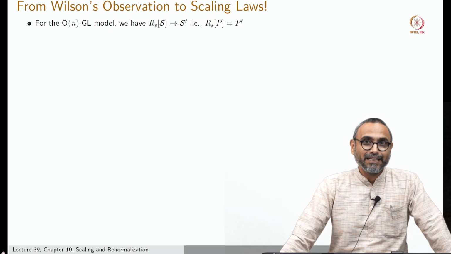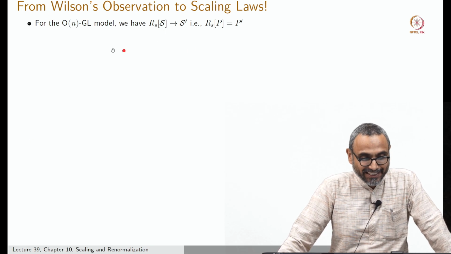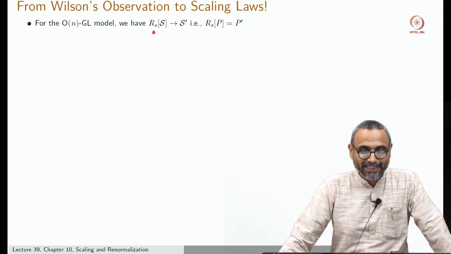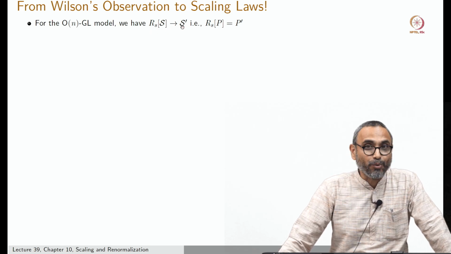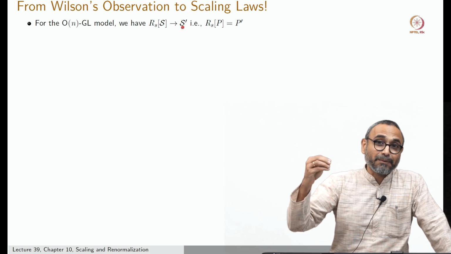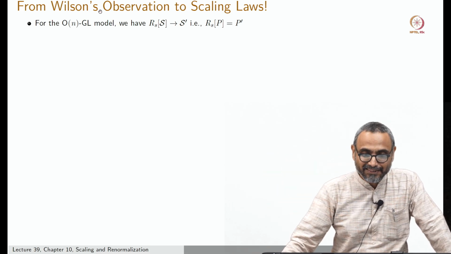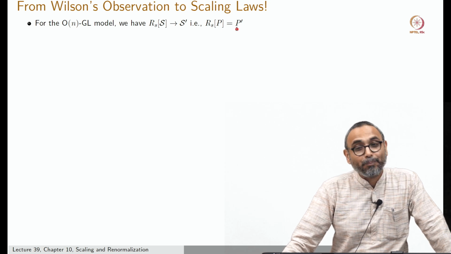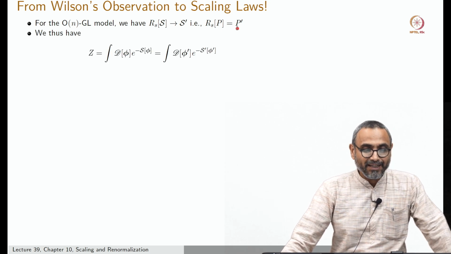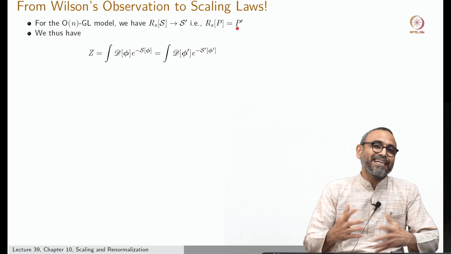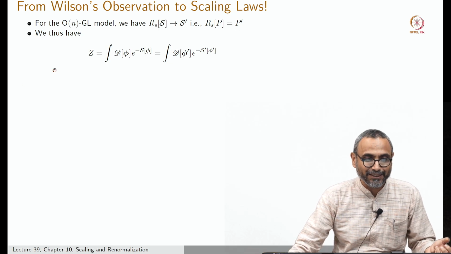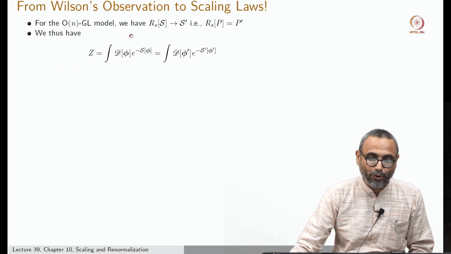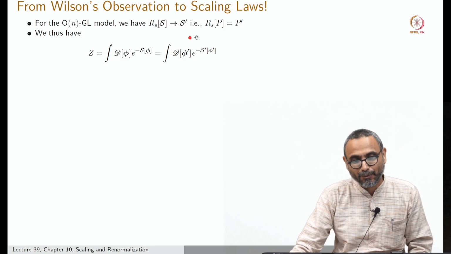Okay. So let's again go back to this O(N) Ginzburg-Landau model, and we have postulated that there is something called RS, and RS acting on the action S goes to some new action. And in terms of the point in the space of theories, RS of P will be a new point P prime. Okay. So now we are just simply doing a scale transformation. So nothing should happen to our partition function, right? The partition function viewed in the original system or in the transformed system is the same.